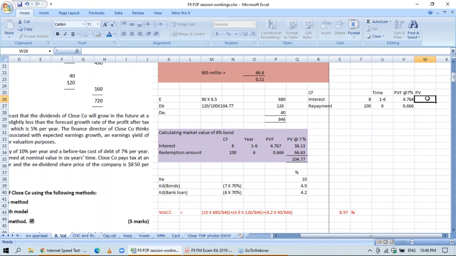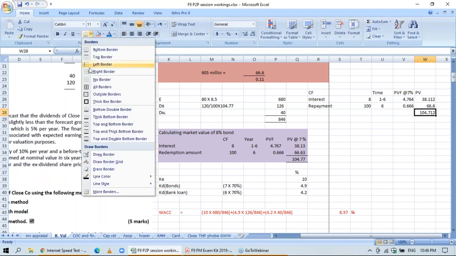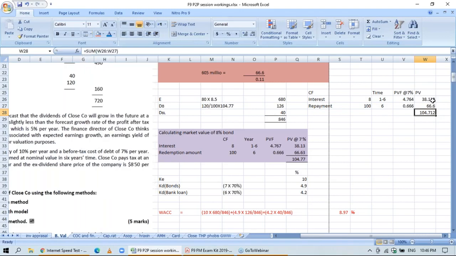This present value becomes 8 multiplied by 4.767 and 100 multiplied by 0.666. This gives you the value of the bond, 104.7. This is how I got 38.13 if I round it off to 2 places, and 66.63. So this gives you 104.76. So this was the value of the bond.